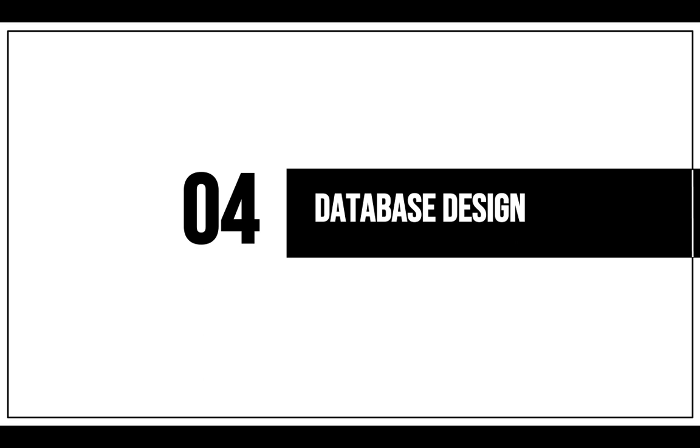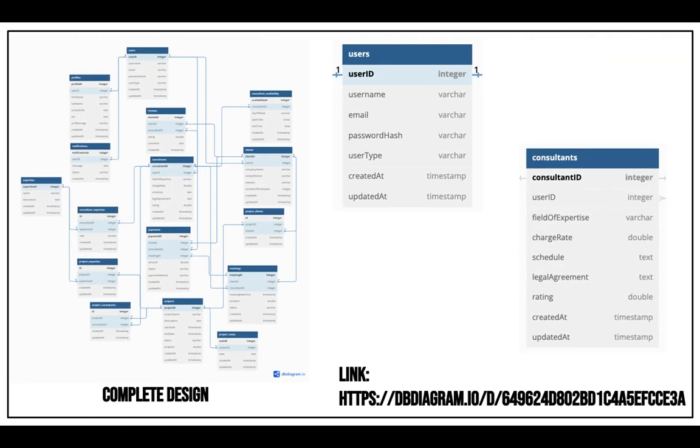For the database design, our database is a relational database. We'll have many tables, as you can see here. So, for example, our users table includes the user ID, the username, email, the password hash, the user type, and the time it was created and updated.